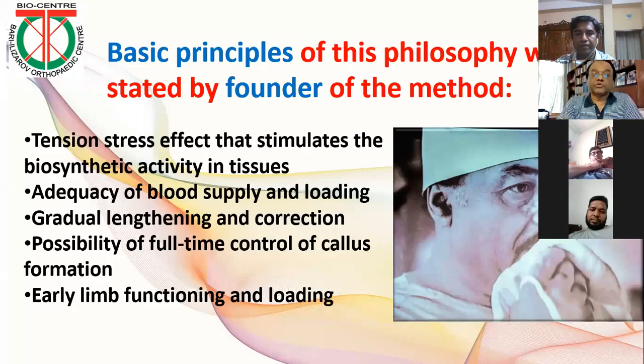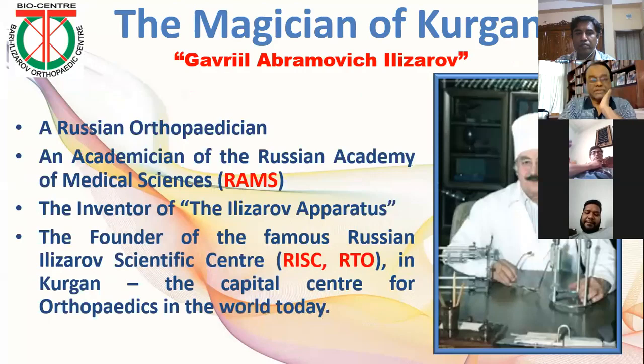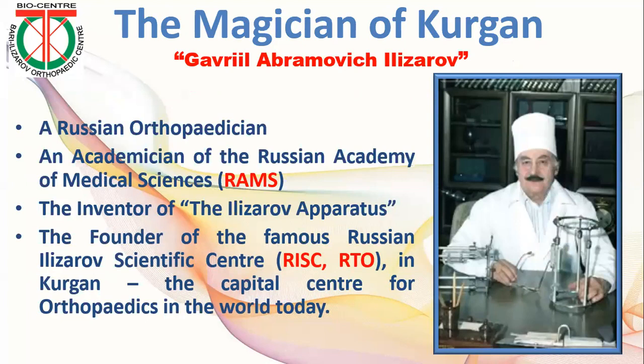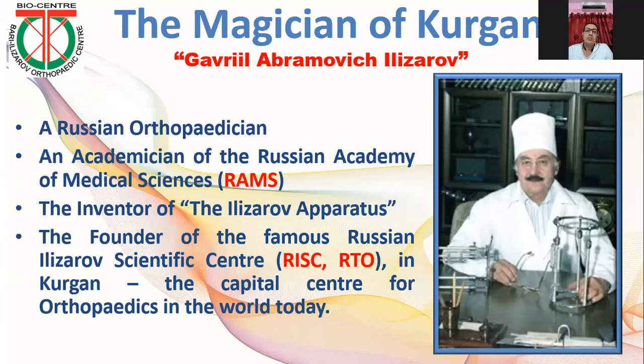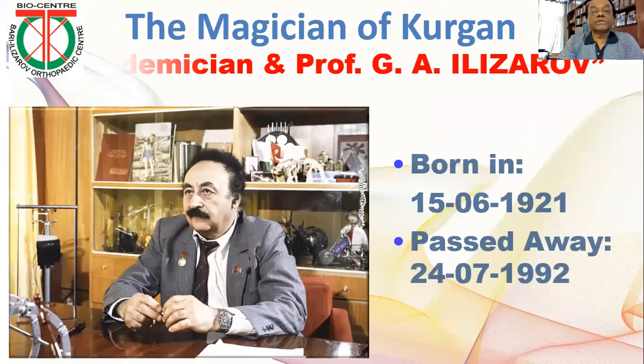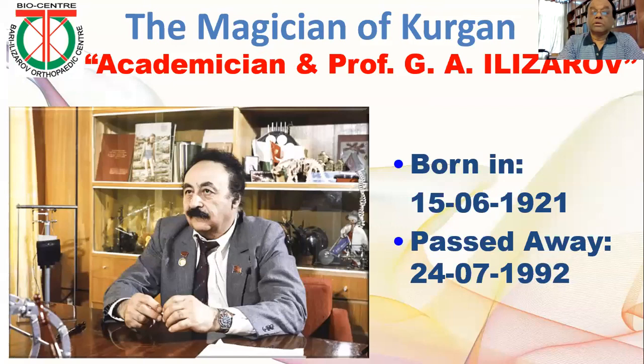And we always call him Kurgan Ilizarov, the magician of Kurgan. Professor Gabriel Abramovich Ilizarov, when it was the Soviet Union, we also call him a Soviet or Russian orthopedician, an academician of the Russian Academy of Medical Science. This is a very high quality of surgeon, those who are academicians. In Kurgan, Professor Vladimir Ivanovich Shevtsov and Professor Ilizarov are the two academicians from Kurgan, especially in medical science. He was born on 15 June 1921 and passed away on 24 July 1991.